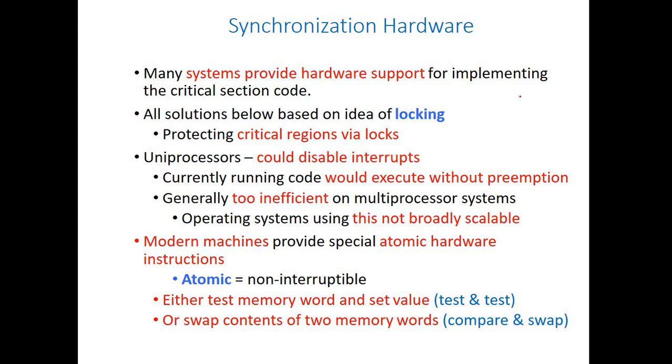What is synchronization hardware? Many of the systems provide hardware support for implementing the critical section code. Generally, the solutions use the idea of locking, that is, protecting the critical section entry with the help of locks. But generally, uniprocessor systems will disable the interrupts. That means running the code without preemption. This technique is too inefficient on multiprocessor systems. Therefore, using this disabling of interrupts makes the operating system broadly not scalable.